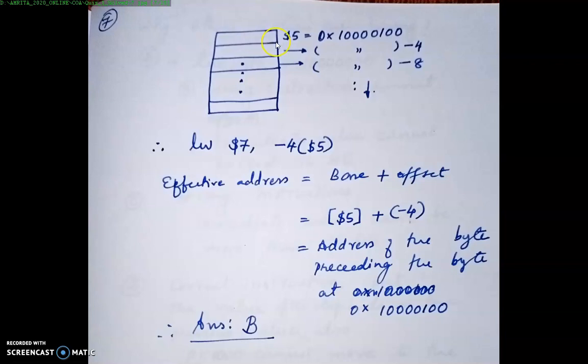So if you want to have the immediate 4 bytes that precede an address, you need to subtract 4. So here the offset will be negative. This is an example to show you that offsets are always signed quantities. So effective address is base plus offset. Base is there in $5. Your offset is -4. That is the address of the byte preceding the byte at this one. So the answer is option B.